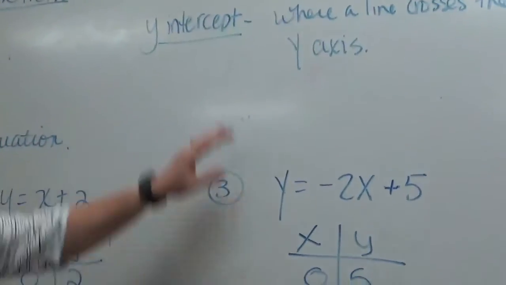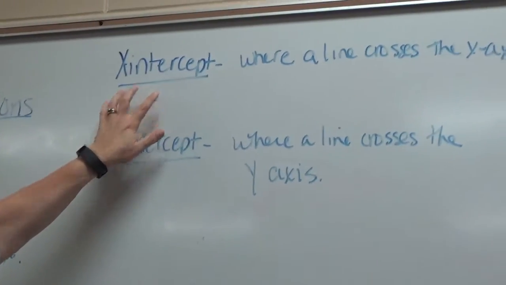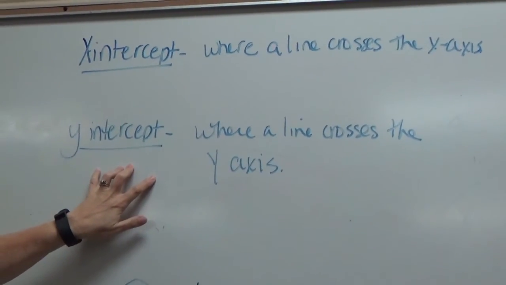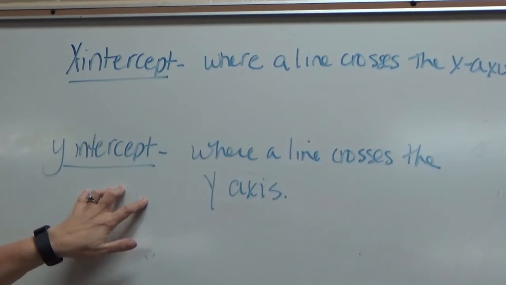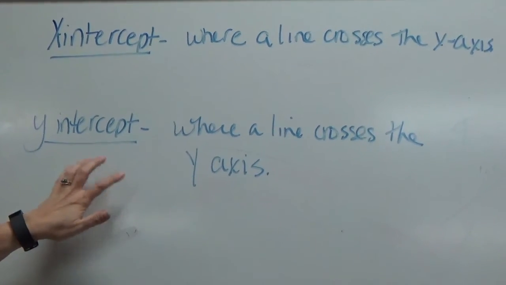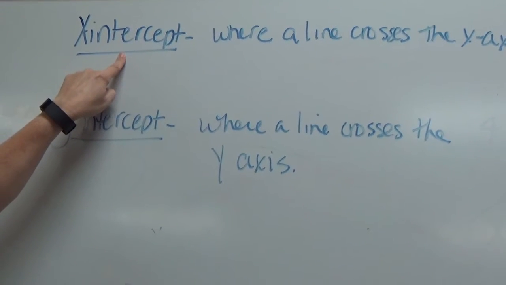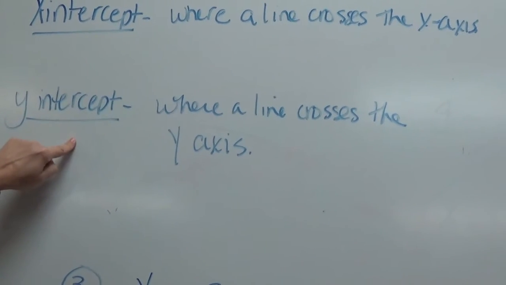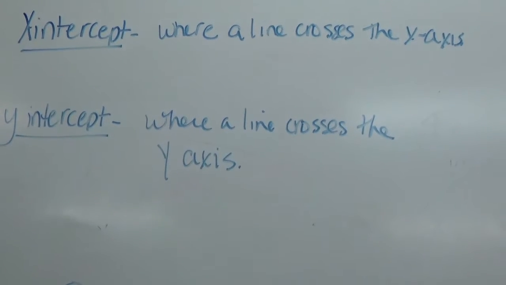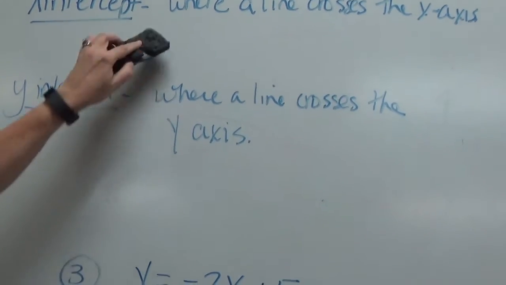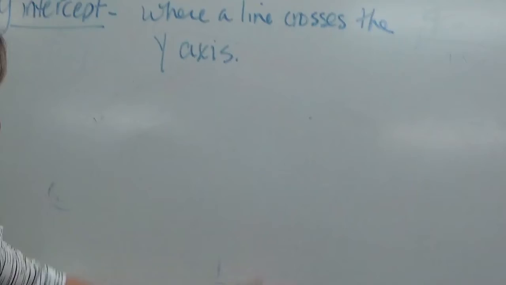do in this section. We have to find the x-intercept and the y-intercept. And this might be on the Big 30 Extreme, but I do need you to know how to do this. The x-intercept is where a line crosses the x-axis, and the y-intercept is where a line crosses the y-axis. That was the x-axis, this is the y-axis. So I'm going to show you what I mean.